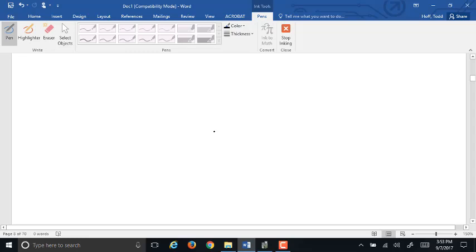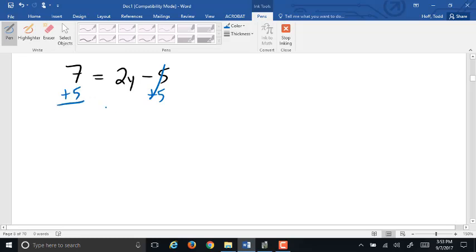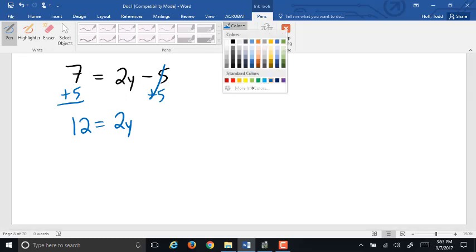Okay, so we might have one that looks like this. 7 equals 2y minus 5. If we go to take this equation apart, what's the first thing we're going to have to do to solve it? Add 5. Good. So that takes that off. We're going to add 5 over here. All that's left over here with the minus 5 gone is 2y. What's 7 plus 5? 12. So 12 equals 2y.